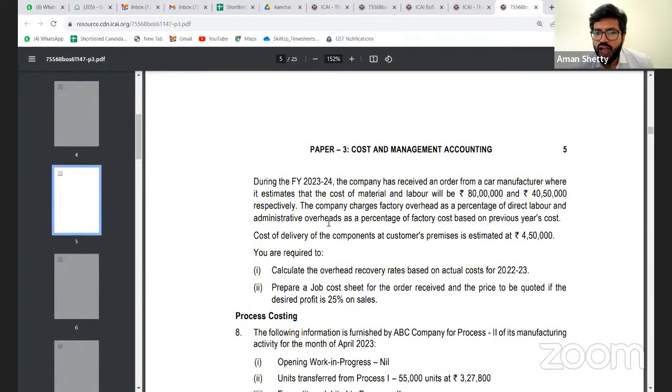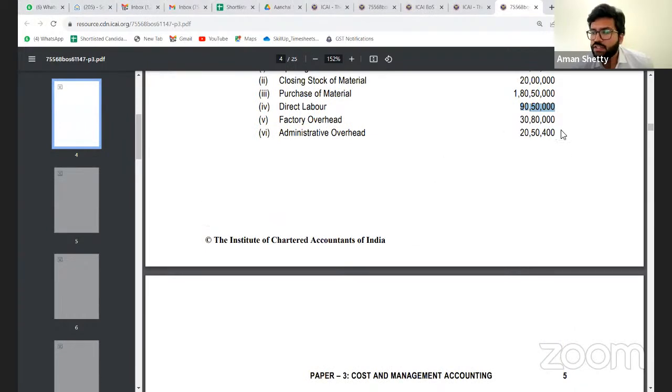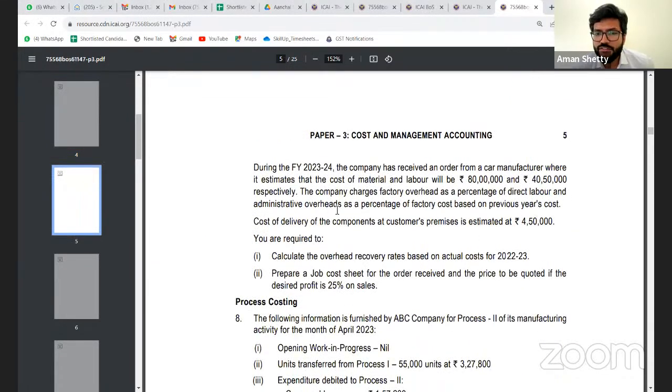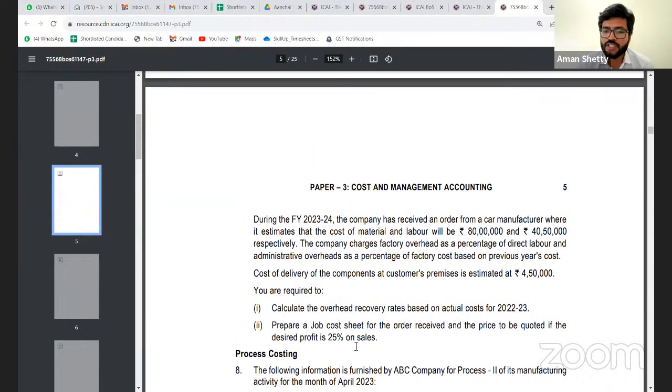That's what they've given here. And administrative overheads. So administrative overheads is 20 lakh 50,400, and that 20 lakh 50,000 as a percentage of the factory cost. So you have to find out factory cost. What is the cost sheet basis? What is factory cost? Your prime cost plus factory overheads and any movement of the inventory. Yes or no? Any movement of the inventory also has to be factored in, and then you get your factory cost. So now let us look at the answer.